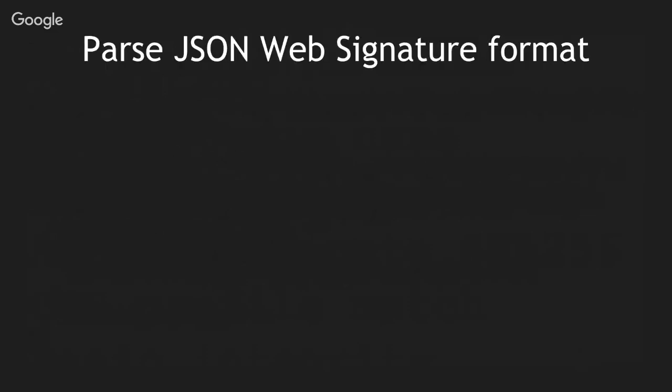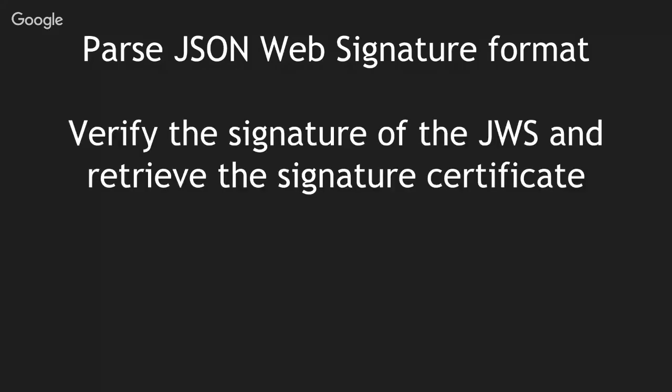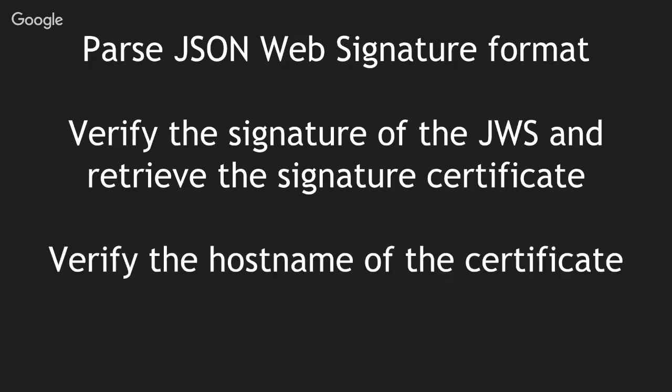So how does this validation look? We get this token. We parse this JSON with signature. Then we verify the signature. We retrieve the certificate, and then we verify the hostname. And the hostname should be something like Google something.